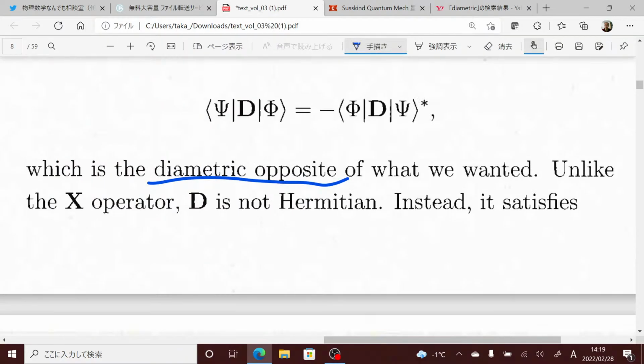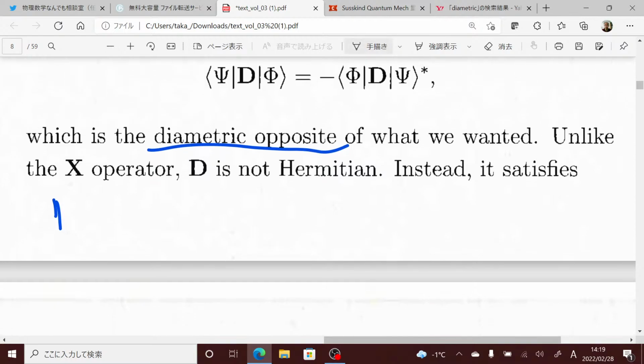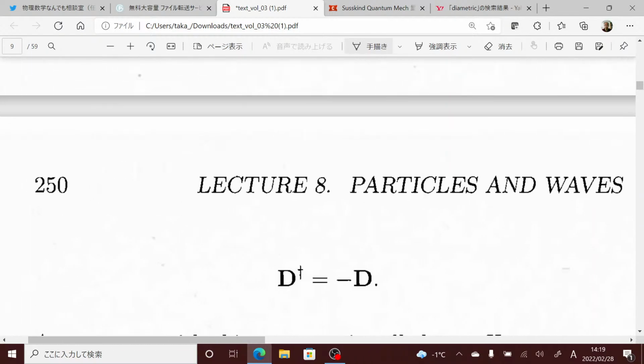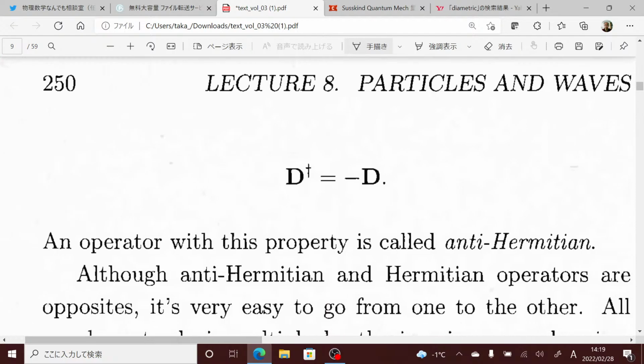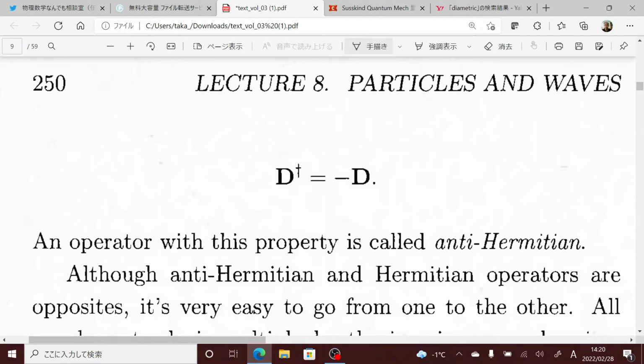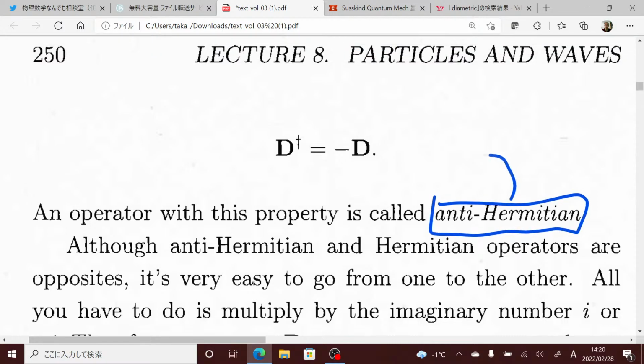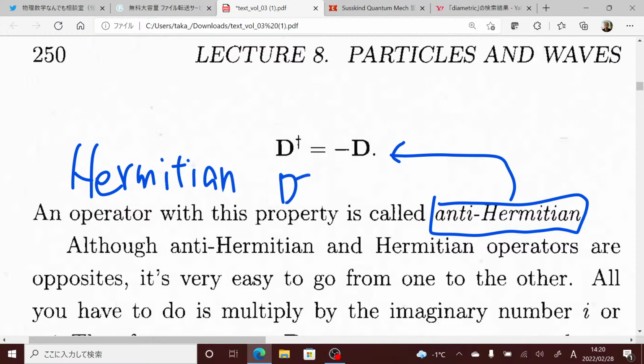Unlike the x operator, d is not Hermitian. Instead, it satisfies d dagger equals minus d. An operator with this property is anti-Hermitian. Hermitian is d dagger equals d.